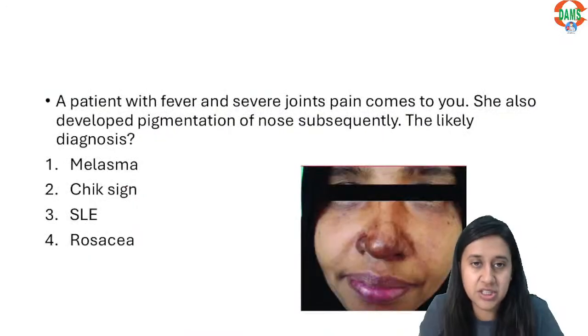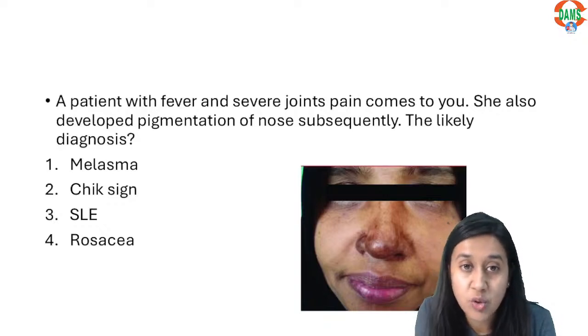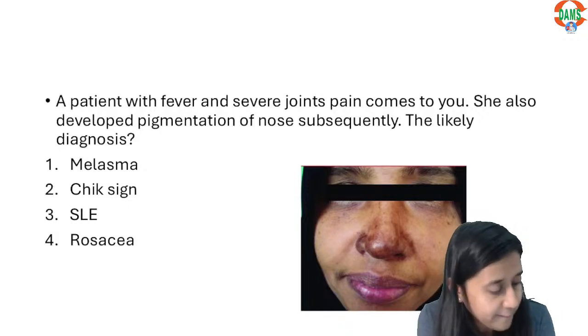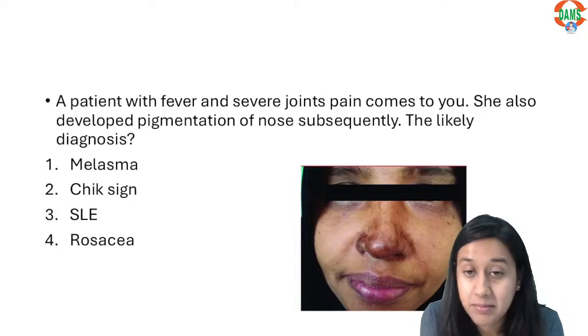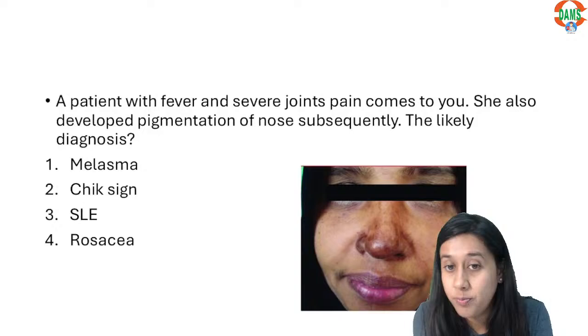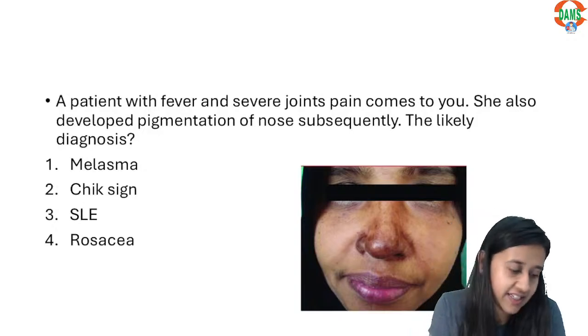Coming to the next question, a patient with fever, severe joint pain comes to you. She also develops pigmentation of the nose subsequently. What is the most likely diagnosis? Now, this question I want you to answer. Can anybody tell me what can be the correct answer? Everything looks like the answer. It could be a melasma patient. It could be Chik sign. It could be SLE. It could be rosacea. So, what is the correct answer? Anyone?